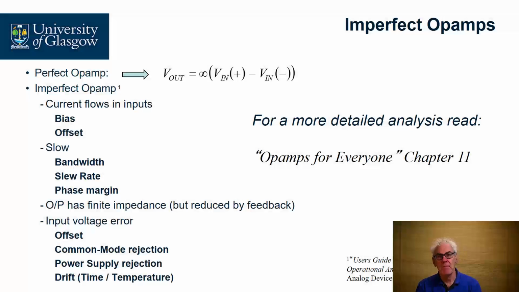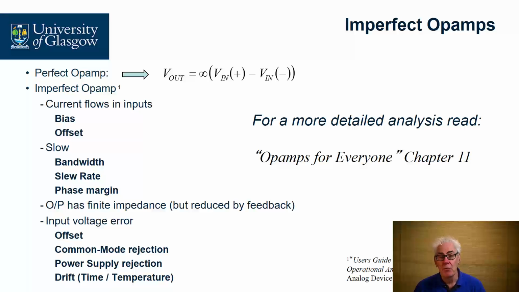So let's look at imperfect op-amps, but consider it from the standpoint of perfect op-amps. A perfect op-amp produces an output signal which is equal to an infinitely high gain multiplied by the difference between the inverting and the non-inverting inputs. However, in imperfect op-amps, we have current flow that goes into the inputs. We have biases and offsets. They can be slow, they can be bandwidth limited, they could be slew rate limited, or they could have excess phase margin, which leads to instability.